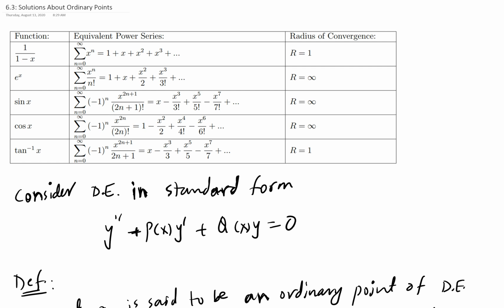Those are the power series representations of the first functions you see in the first column of the table: 1 over 1 minus x, e^x, sine x, cosine x, tan inverse x. And there are more to see, but the most important ones are e^x, sine x, cosine x. Those are the ones that are used the most.